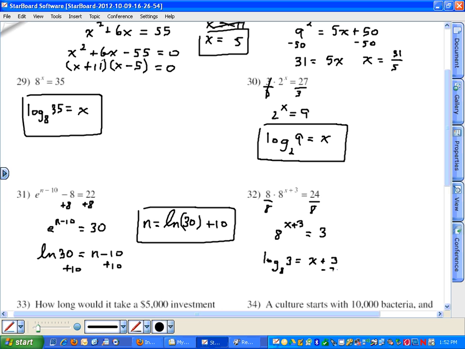Now we subtract 3, and again, we cannot take 3 from 3 because this 3 right here is inside of the logarithm function. So the 3 that we're subtracting needs to be subtracted outside of the function. Our final answer is going to be x equals the log base 8 of 3 minus 3.